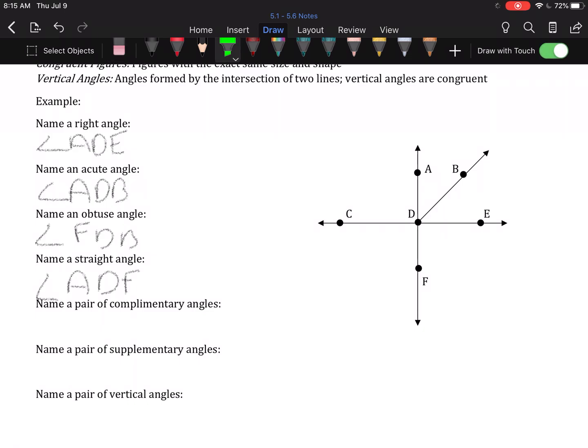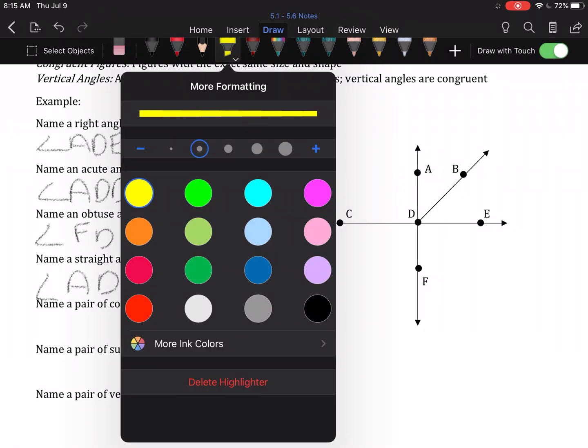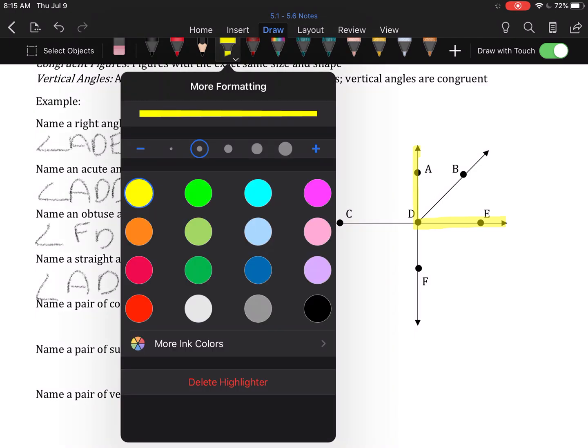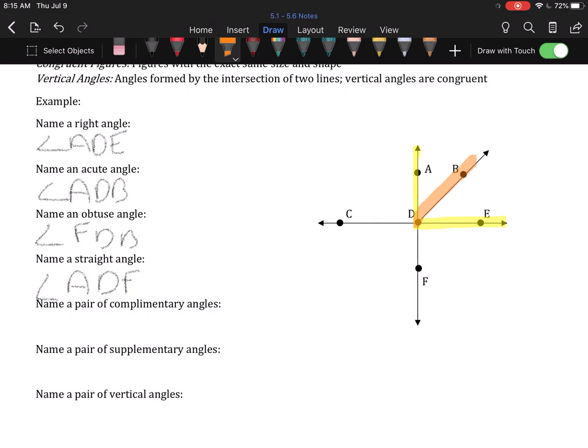Now, when we're asked to name a pair of complementary angles, what I want you to do is find yourself a right angle that has another ray in it. Okay, I've highlighted angle ADE because it is split up by DB. So here I have 2 angles that go together to make 90. That means they're complementary. The angles are angle ADB with angle BDE.